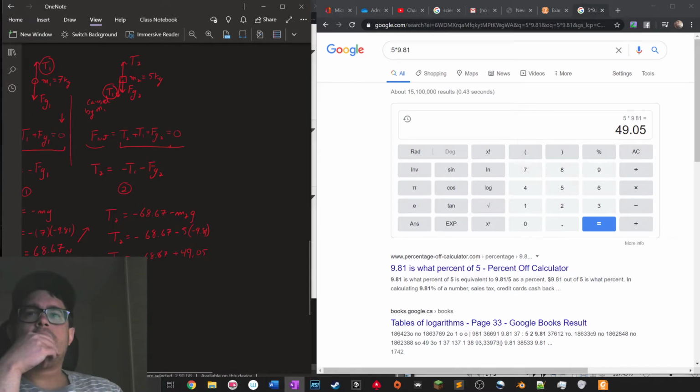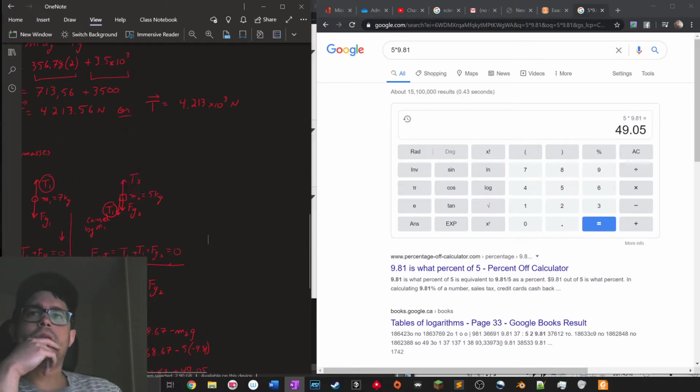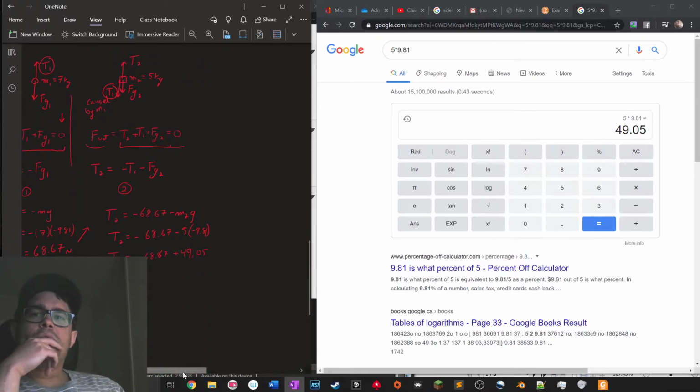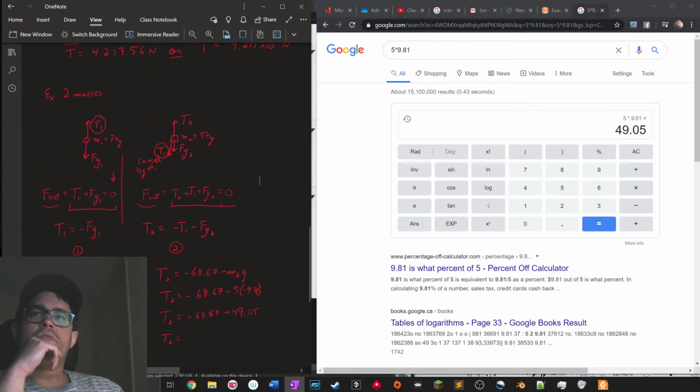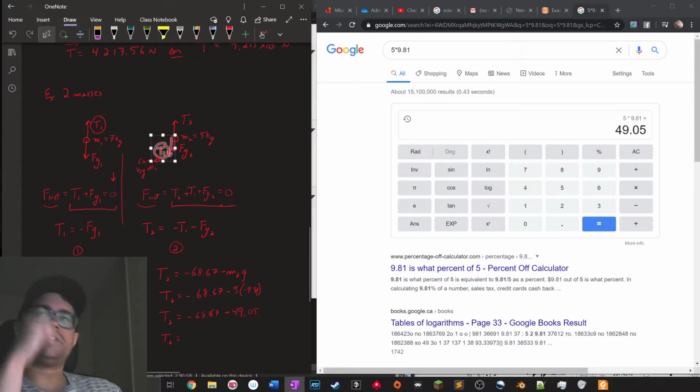Hold up. What's the issue? If we end up with something minus here, that doesn't work out with our diagram. Let's go back to T1 for a minute. Some of you have seen it already, but this T1 is a positive force because it's going up. This T1 is a negative force because it's pulling this mass down, right?